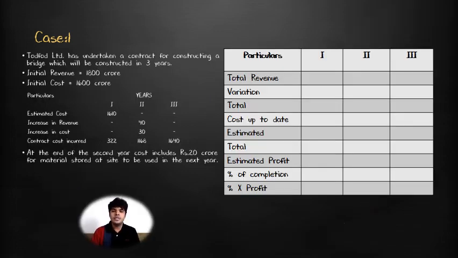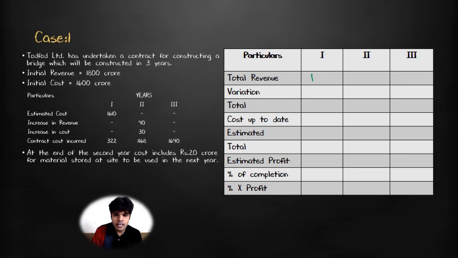Now to solve the situation, हम एक छोटा सा टेबल बना सकते हैं, जैसे कि यहाँ पे है total revenue. Is there any variation in the revenue? Then this is actually the total revenue after variation. Cost up to the date. What will be the estimated future cost and total cost? This is going to be estimated profit from a total contract. Let's fill all the figures here.